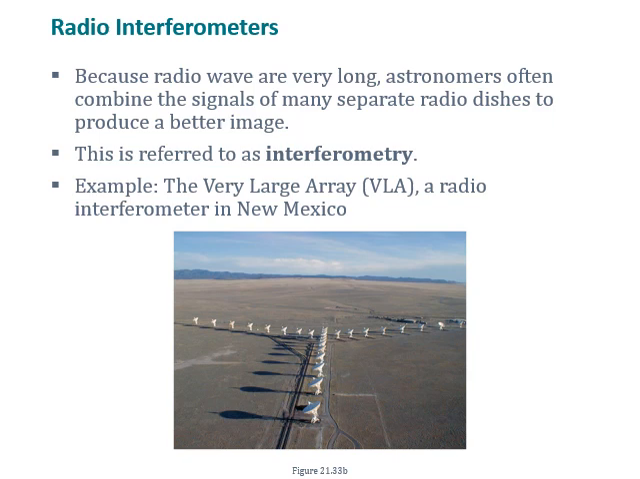Because radio waves are very long, astronomers often combine the signals of many separate radio dishes to produce a better image. This is known as interferometry. One example is the Very Large Array, a radio interferometer in New Mexico.